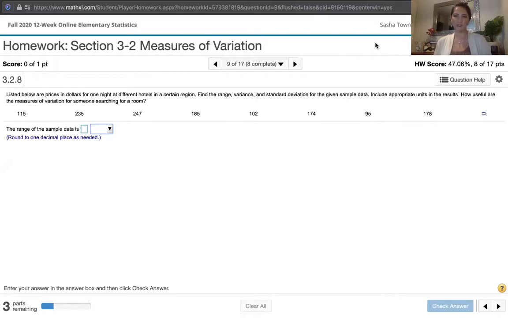Okay, so I'm going to show you how to do this by hand as well as with Excel. So let's start with the range. We're asked to find the range of sample data. So I'm going to stop sharing my screen with you and start sharing my document camera with you.